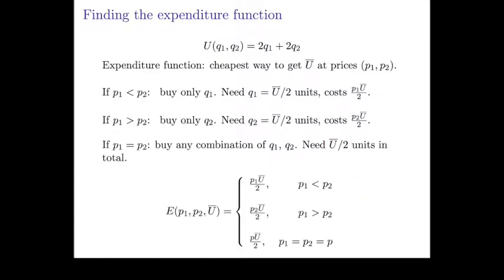So your expenditure function is the following. The cheapest way to get to u bar when the prices of the goods are p1 and p2 is, if p1 is less than p2, p1 u bar over 2. If p2 is less than p1, then p2 u bar over 2. And if they're all equal to some p, then p times u bar over 2. In other words, you take the smaller of p1 and p2 times u bar over 2.